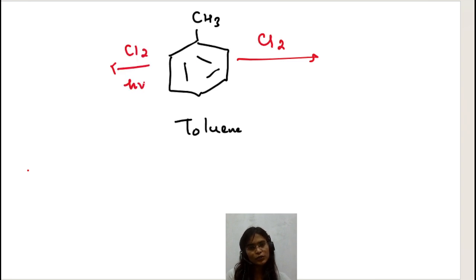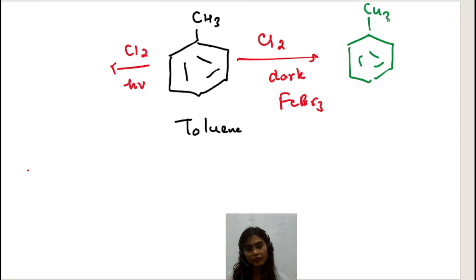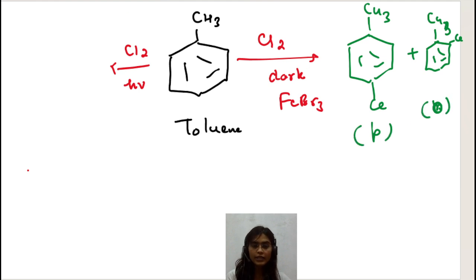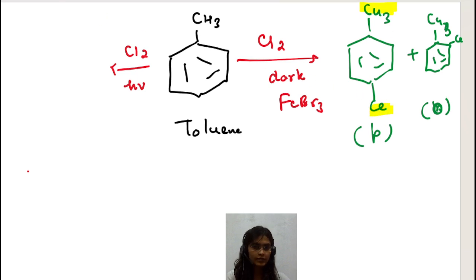Cl2 with light, or on this side you can use dark with any Lewis acid. FeBr3 can be there, Fe can be there, anything can be there. So what is happening in this case? This is CH3 and this is chlorine, para, plus this is CH3 and the chlorine here, ortho. In this reaction, both are anti to one another, so para is going to be the stable one. According to the student and according to the logic, the major product is this para.